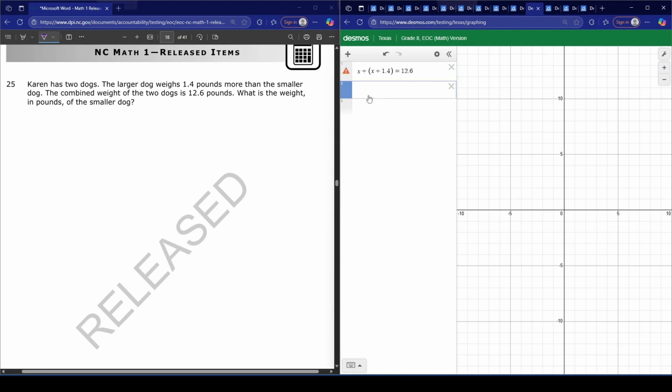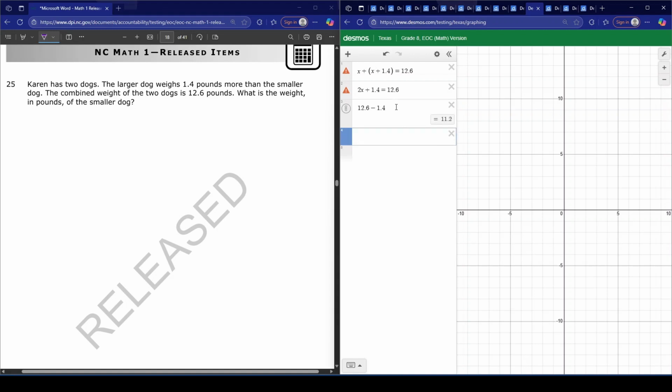So for this type of situation, all you have to do is combine like terms. You can combine these two x's because they're not being multiplied, right? So it's 2x, not x squared, plus 1.4 equals 12.6, right? All you have to do is subtract that 1.4 from this side and from that side as well. So let's do 12.6 minus 1.4.